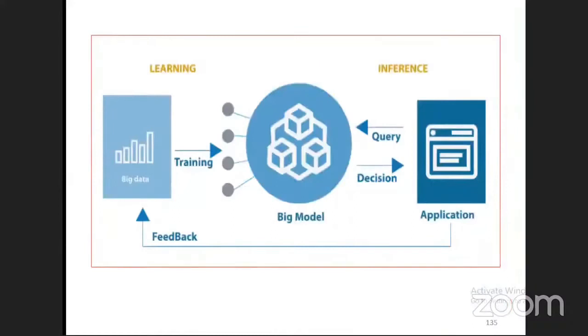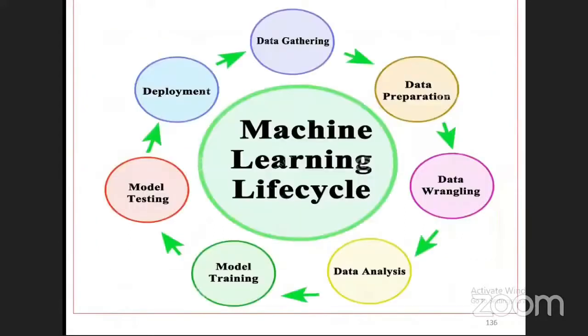If you see the big data sets, we are learning and training the model, big data models we are using, and for inferencing, we are asking the query, it has to give the answer. And if it is not giving, then again we are training the model and expecting very good results. This is the machine learning life cycle: data gathering, data preparation, data wrangling. I think everybody knows data wrangling is nothing but pre-processing the data, eliminating the noisy data, redundant data, inconsistent data, dirty data. Then we are applying the data analysis. Then we are developing a model, model training, model testing, eliminating the exceptions in the runtime duration. Then deployment, etc.